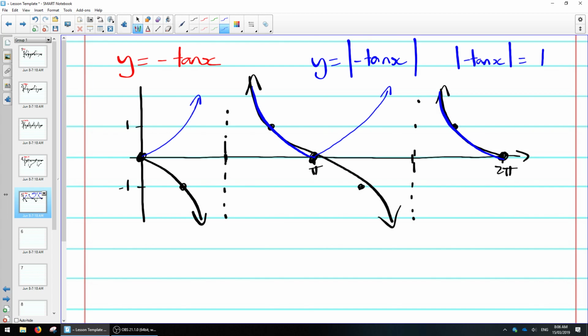The answers aren't really quite hard to find. We know the different versions of pi over 4: pi over 4, 3 pi over 4, 5 pi over 4, 7 pi over 4. They're all either 1 or negative 1, but when you take the absolute value it becomes 1, as we can see. So it's halfway between pi over 2 and 0, halfway between pi over 2 and pi, so pi over 4, 3 pi over 4, 5 pi over 4, 7 pi over 4.